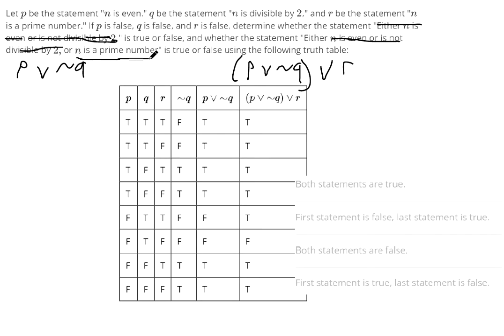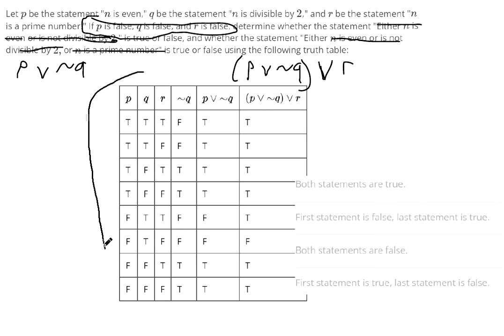N is a prime number. They say up in the definitions up here that is the statement R. Okay, so we translate both those. We're supposed to determine whether both statements are true, both are false, whether one's true, one's false. So now we're ready to determine whether this statement is true and this statement is true, and it's for a certain condition. They say right up here, P is false, Q is false, and R is false.